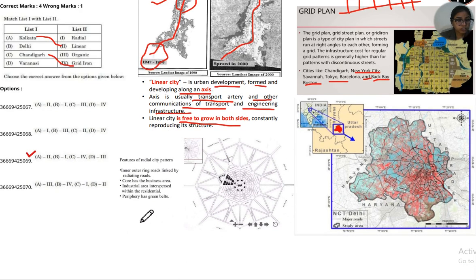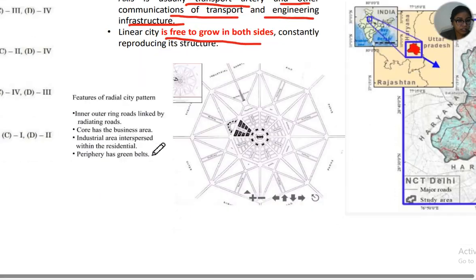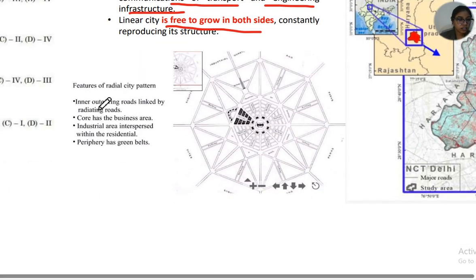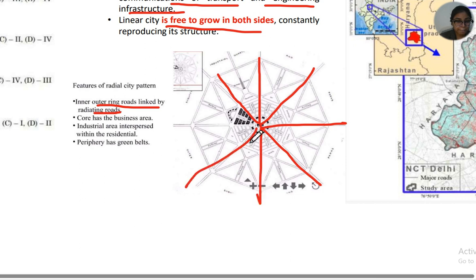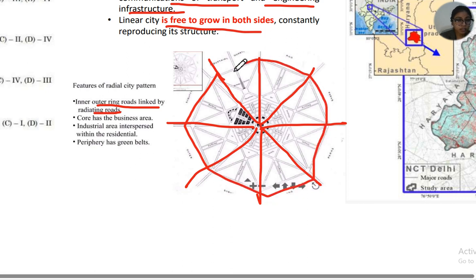Now looking at the radial city pattern. In the radial city pattern, inner and outer ring roads are linked by radiating roads. See, these are your radial roads, from the center it is getting radiated like this. And what is written? Inner outer ring road linked by radiating road. So these roads are linked together. In this manner, the whole radial system forms.